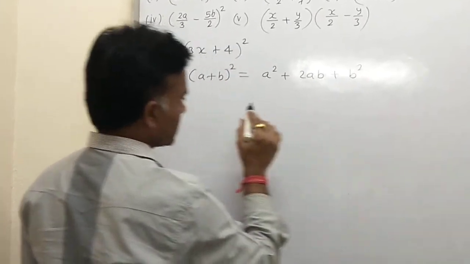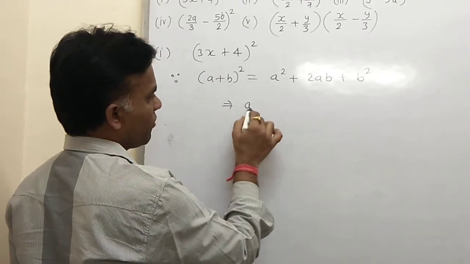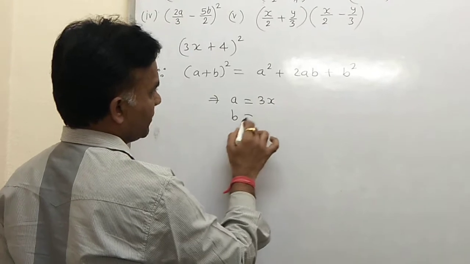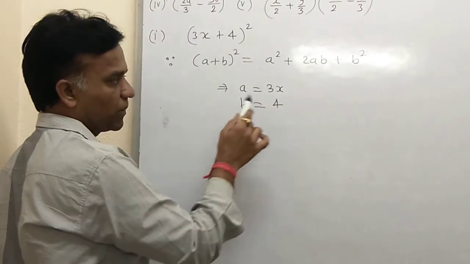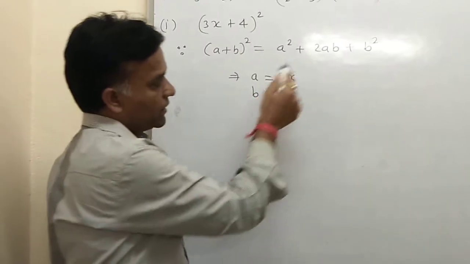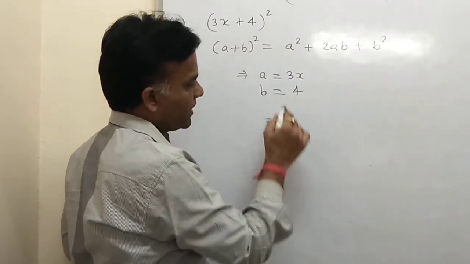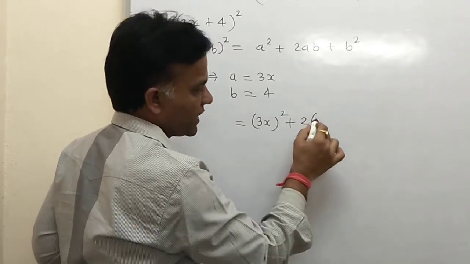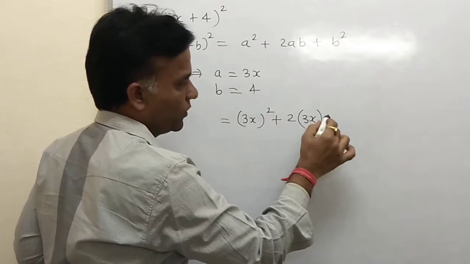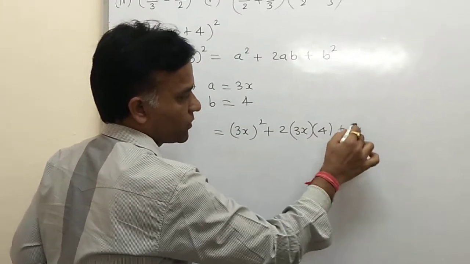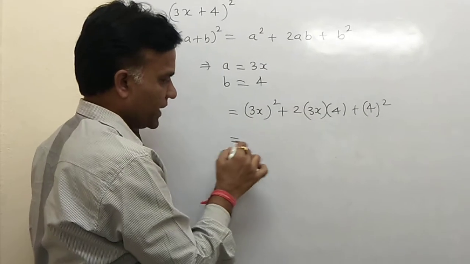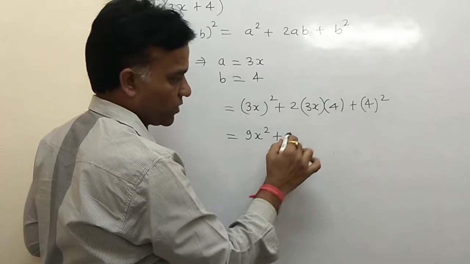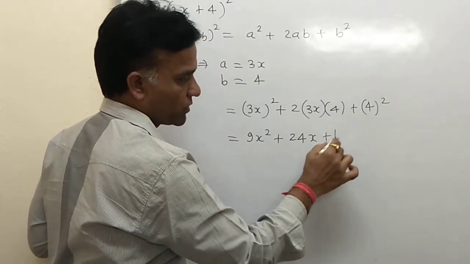b square. On comparison we have the value of a, that is 3x, and the value of b, that is 4. You only replace the values of a and b in the given identity. So (3x) whole square, 2 into a means 3x, b means 4, and then plus 4 square. Now open it: (3x) whole square is 9x square, 2 3s are 6, 6 4s are 24x, and 4 4s are 16.